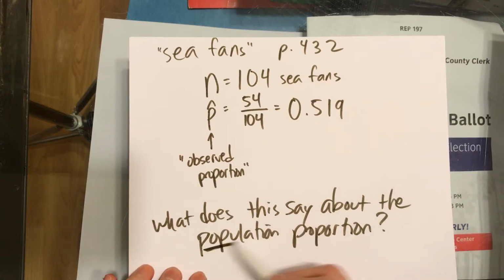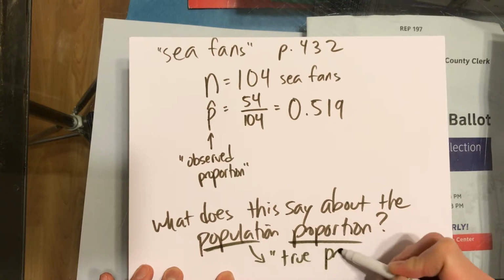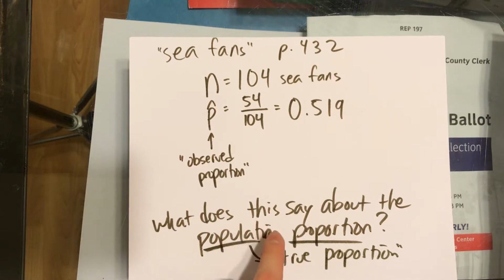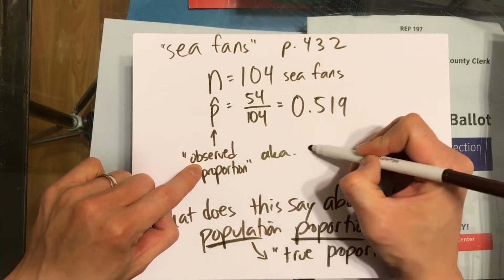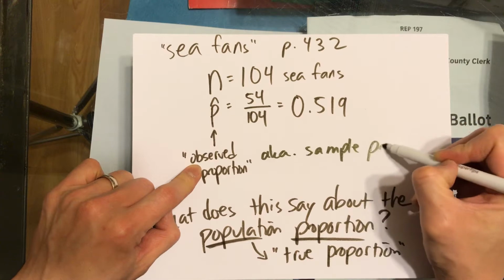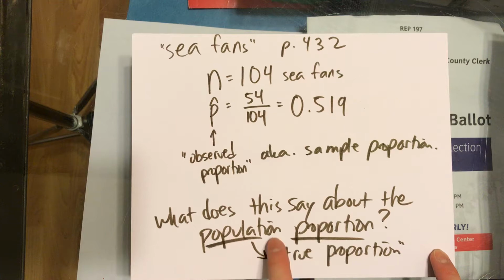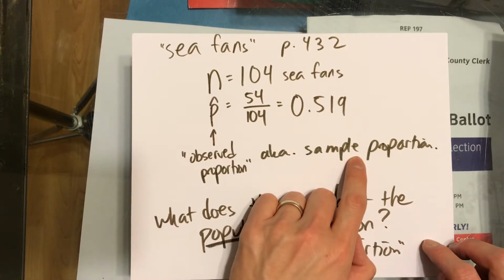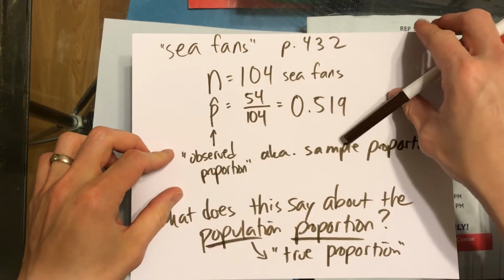Another thing that we need to talk about is population proportion. A term that you're going to see a lot of is true proportion. So true proportion goes with population proportion. Observed proportion is the same thing as a sample proportion. Because we're not going to get the real population proportion unless we sample every single sea fan in the world. But what we can do is get a sample proportion, because a sample is, remember, just that little taste out of that big pot of stew.